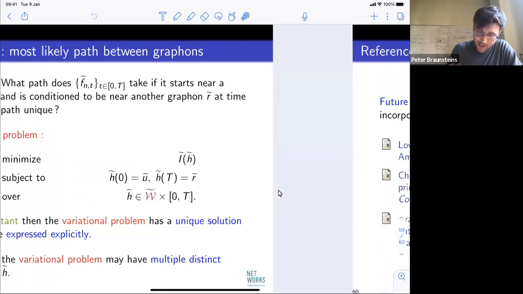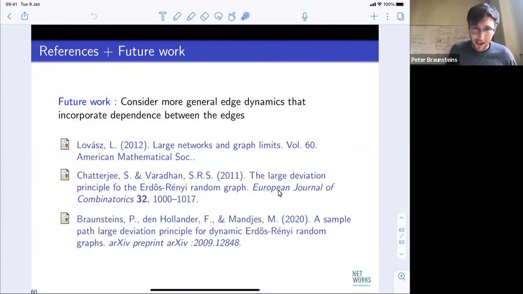I won't go into that too much because I think I've run out of time. I'd just like to point out that we've looked at Erdős-Rényi random graphs, but in the future, we'd like to look at more general edge dynamics. Here are some references, and thank you for your time.